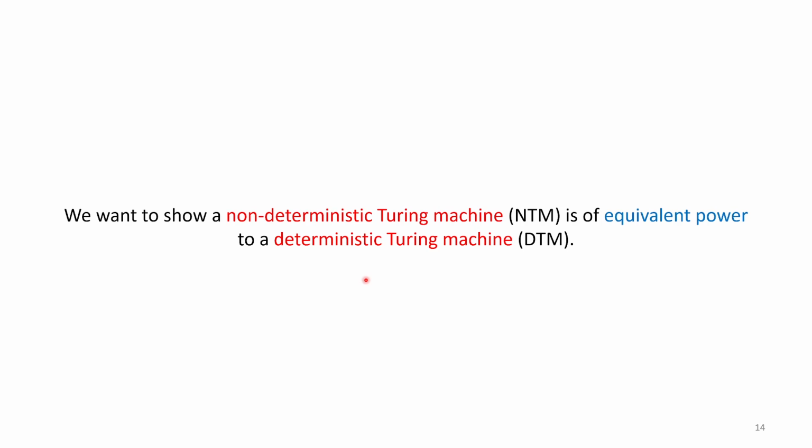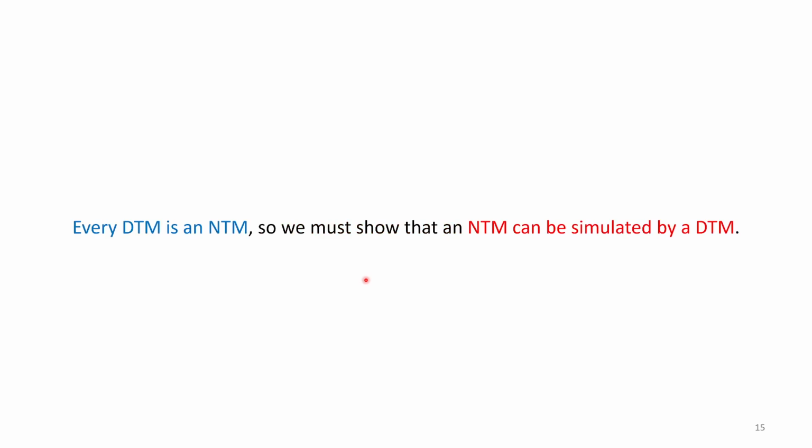And that means we need to do our mutual simulation argument. Now, it's easy to show that every deterministic Turing machine is a non-deterministic one that basically just never uses its non-deterministic magical power. It's like, I have access to the magical power, I'm just never going to use it.